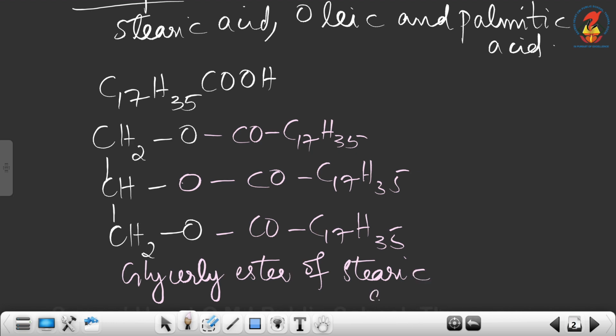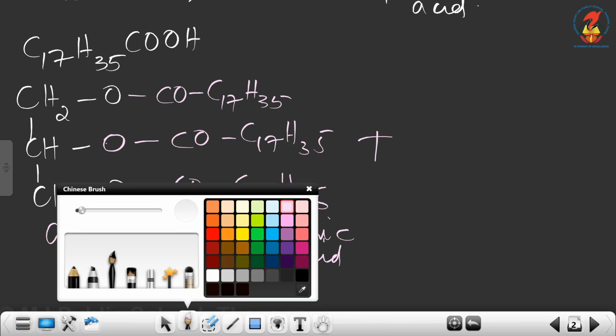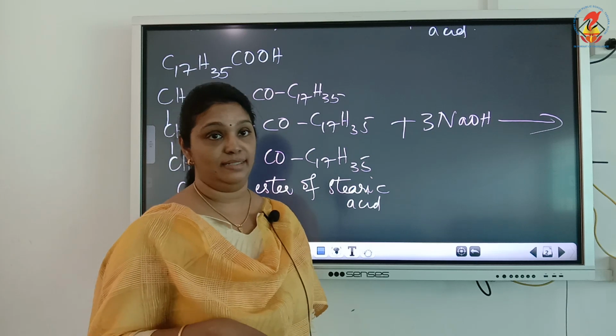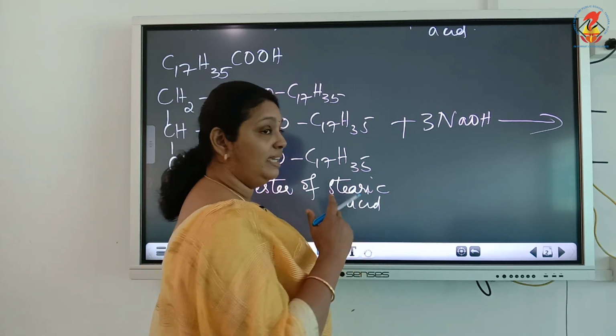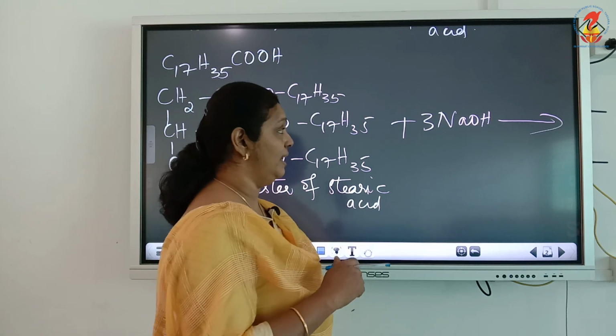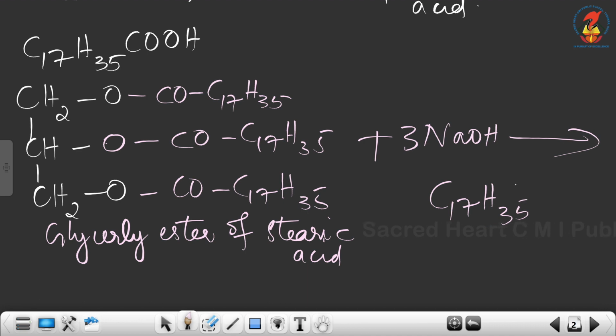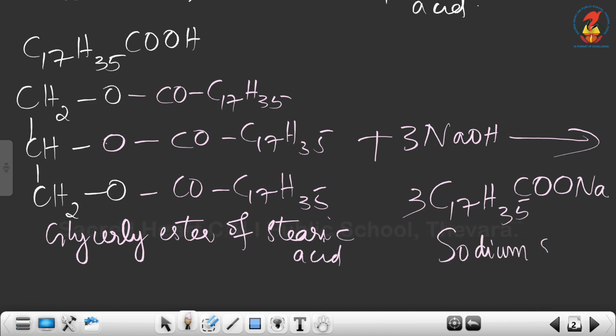stearic acid. Now, this is treated with sodium hydroxide. We have to take 3 molecules of sodium hydroxide. We get soap. Soap is sodium salt of fatty acid. Now, the fatty acid taken is stearic acid, so, glyceryl ester of stearic acid. So, we can write the formula of soap as C17H35COONa. We will have 3 molecules and this is called sodium stearate. So, this is our soap.